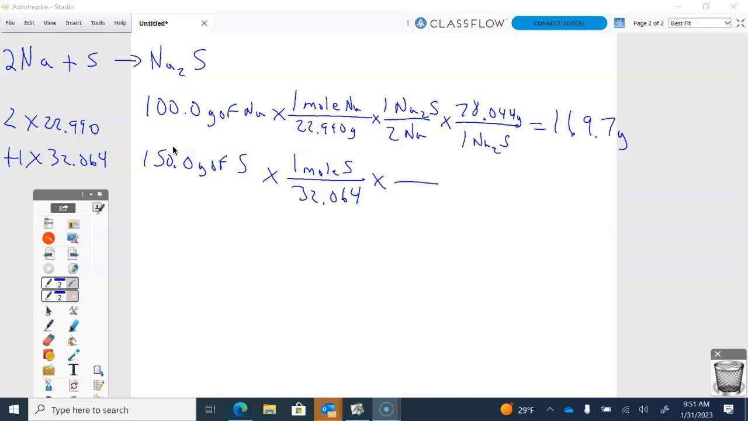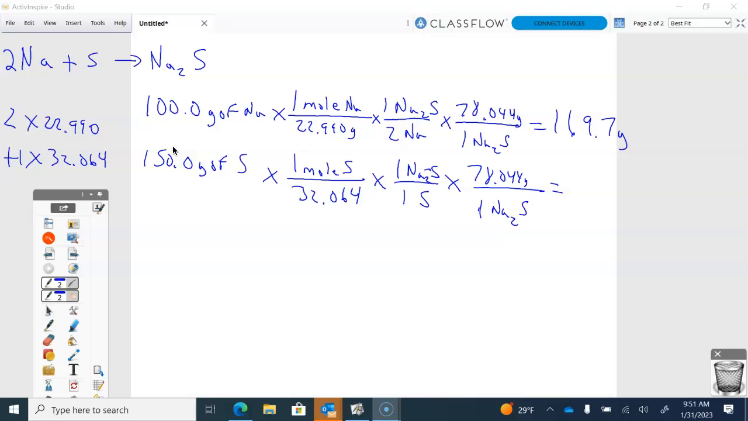Okay, so then for every mole of sulfur, how many moles of sodium sulfide do I make? 1. So 1 mole of sulfur gives me 1 mole of Na2S. Agreed? And then for every 1 mole of that, how many grams do I have? 78.044. Now it's back to the calculator, make it do all the work.